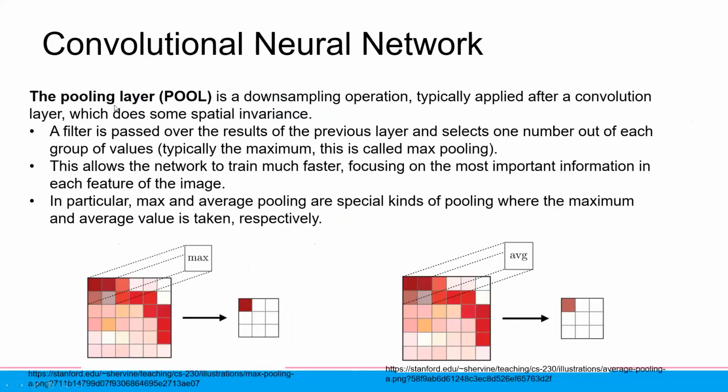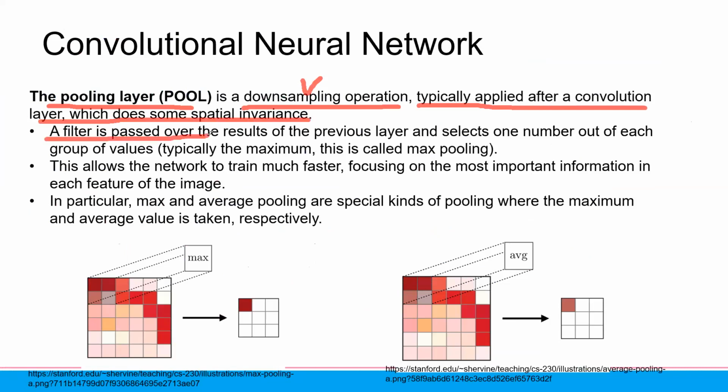The pooling layer. We call this a downsampling operation. If we have a lot of data, we want to reduce the data, so we can just do the downsampling. It is typically applied after a convolutional layer, which provides some spatial invariance.